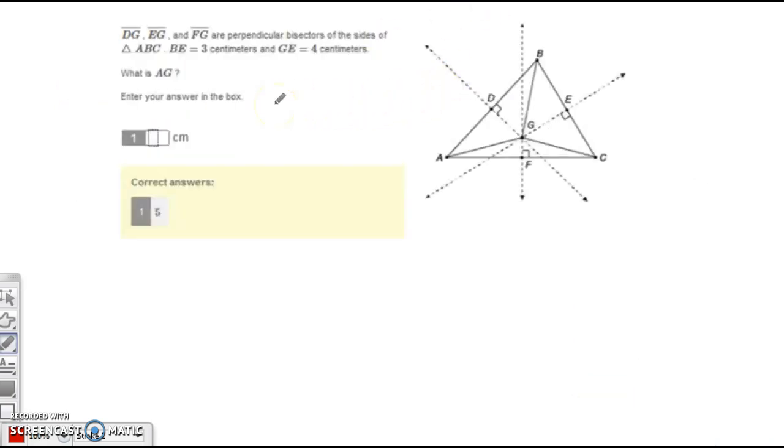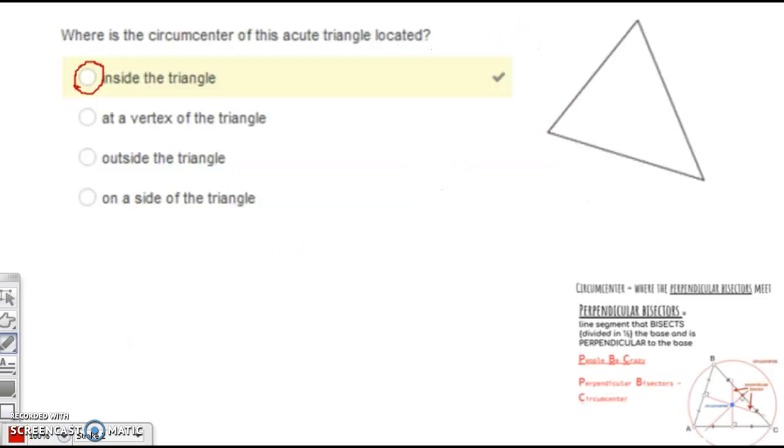Alright, so on this one, it tells us that they're perpendicular bisectors. And then it says BE is 3. Let me just label these as we go. So BE is 3. GE is 4. And we want to know the length of AG. Okay, so this might be a little mind-blowing, but let me start off by saying, let me copy this over here.